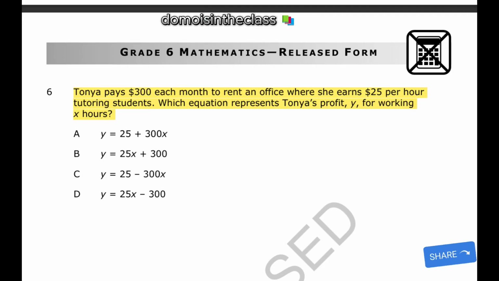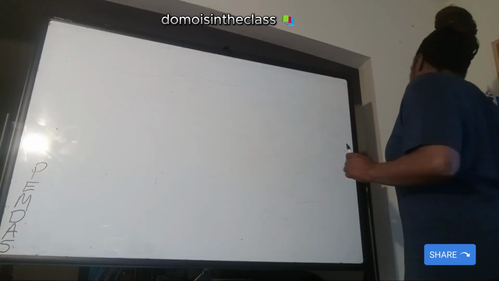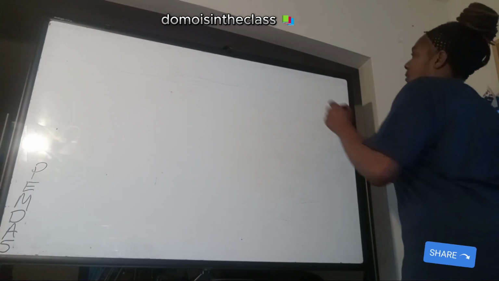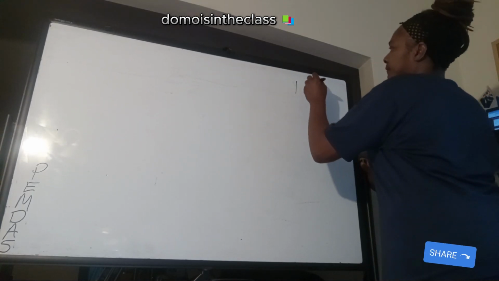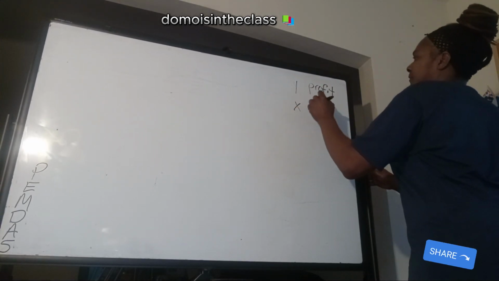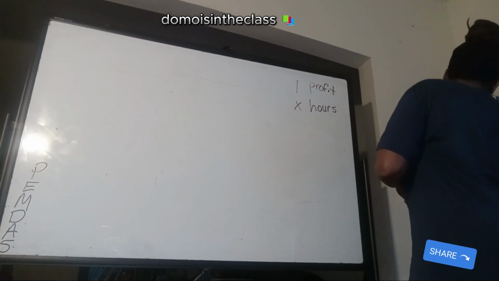Tanya pays $300 each month to rent an office where she earns $25 per hour tutoring students. Which equation represents Tanya's profit Y for working X hours? Right, so we know that Tanya pays $300 each month for the office, and she earns $25 an hour. So we need to know which equation is going to represent that. So if our Y stands for profit, and X stands for hours, then we need to know which of these equations works, right?